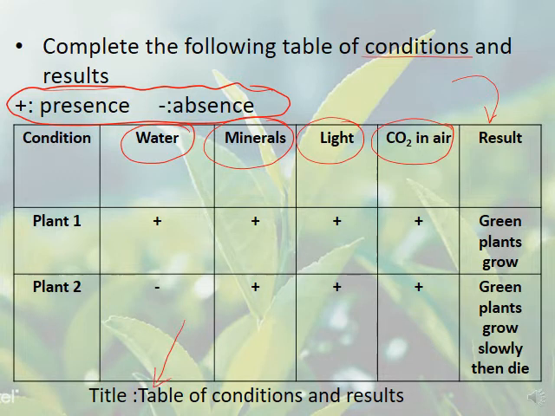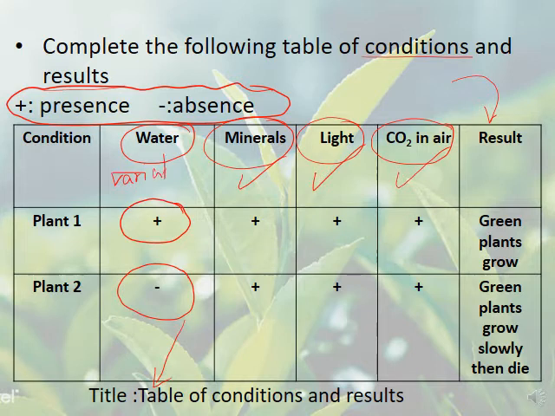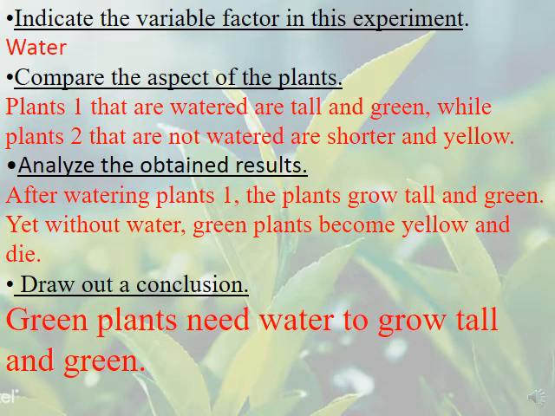Both plants contain minerals, both of them contain light, and both contain carbon dioxide. However, the difference is that plant 1 had water, while plant 2 didn't. So here's the difference, and here we call it the variable factor. So the variable factor here is the water. Here, indicate the variable factor in this experiment. So the variable factor is the water.